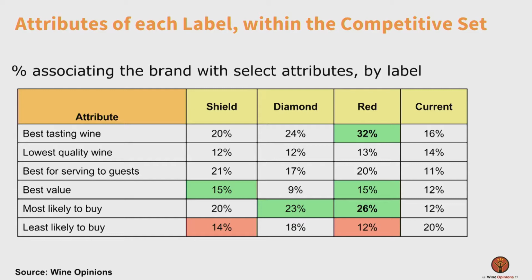And what you see is the red label came out significantly higher on best tasting wine, statistically tied for highest on most likely to buy, lowest on least likely to buy. So a good showing for the red label, that was the one chosen. And also importantly, it's significantly better than the current label on most of those attributes. Useful information for deciding which label to use, but also when presenting the new label to the trade.